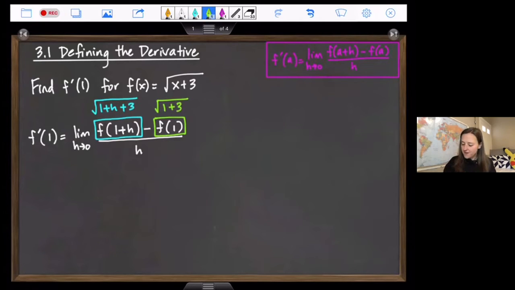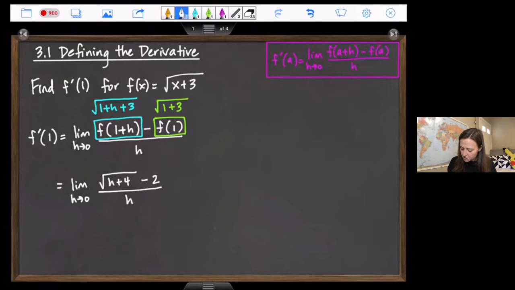So let's go ahead and simplify a little bit and put this in the limit. So we have the limit as h goes to 0. I've got 1 plus h plus 3, that's going to be h plus 4, or 4 plus h, however you want to write it. And then minus square root of 1 plus 3 in green there, square root of 4, that's actually just equal to 2.